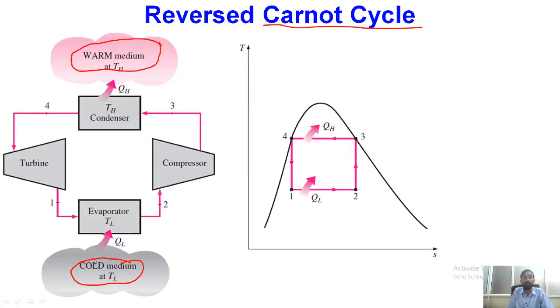Now because we have to reverse the process, what will be happening? Earlier at TL we had a condenser where we were removing heat from our working medium. Here, because the process is reversing, we will be taking heat from the cold medium and adding it to our working fluid. While we are adding heat into the working fluid, the state of the working fluid changes from point 1 to point 2.